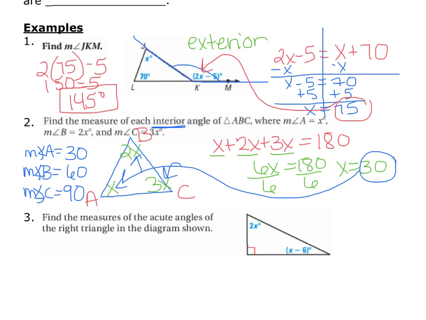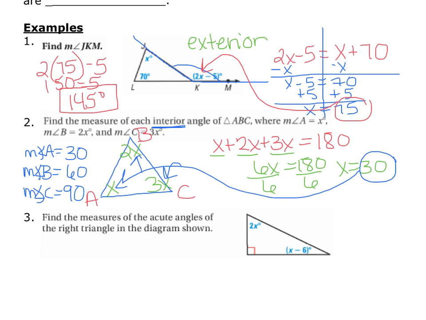So you can always check your work here. Make sure you did the algebra correctly, because remember, all of these should actually add up to 180 when you're all finished. And this is 30 plus 60 is 90. 90 plus 90 is 180. So yes, check, we did this correct.